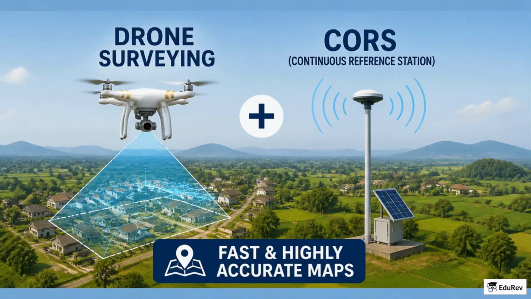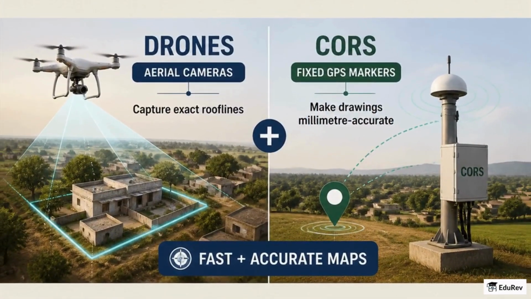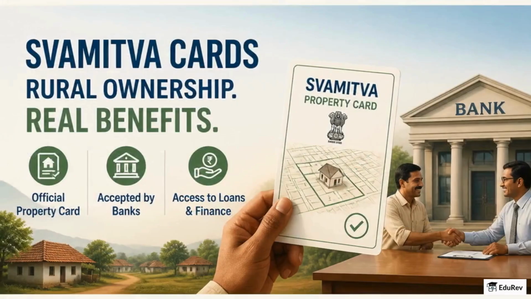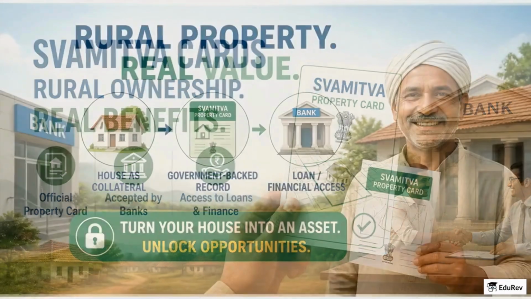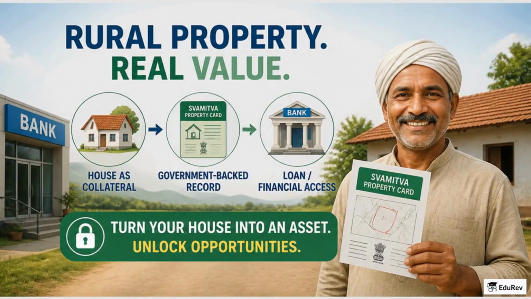The technology backbone is drone surveying plus continuously operating reference stations or CORS, which together give fast and highly accurate maps. Think of drones as aerial cameras that draw exact roof lines and CORS as fixed GPS markers that make those drawings millimeter accurate. Under Swamitva, the government issues Swamitva property cards to landowners, official documents that banks accept for loans or other financial uses. Practically, this means a rural homeowner can monetize a house as collateral, something that was hard without clear government-backed records.